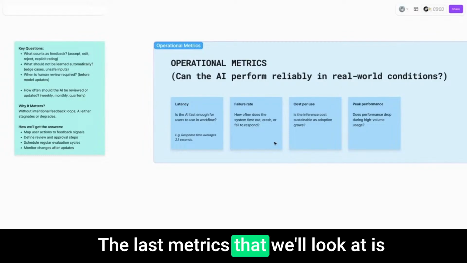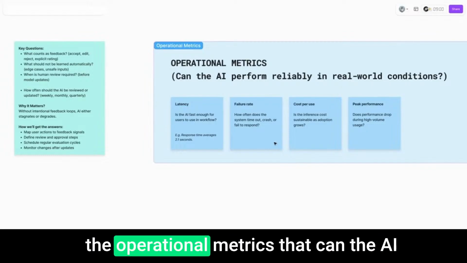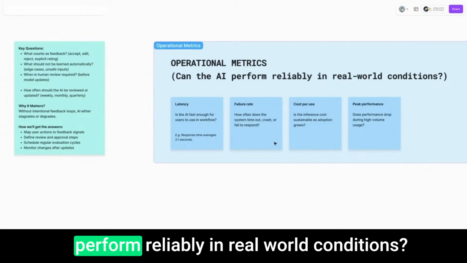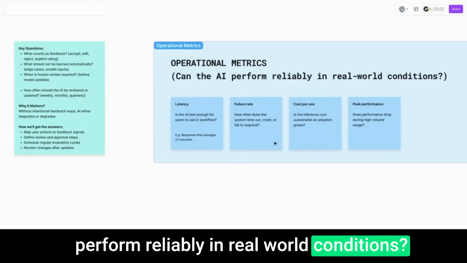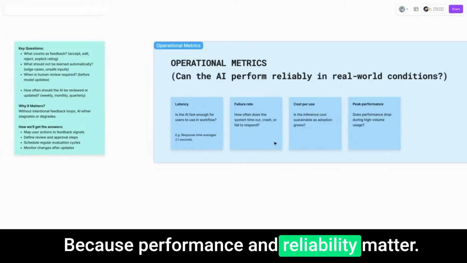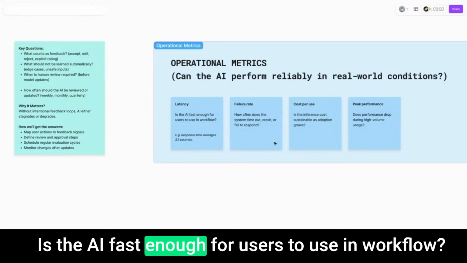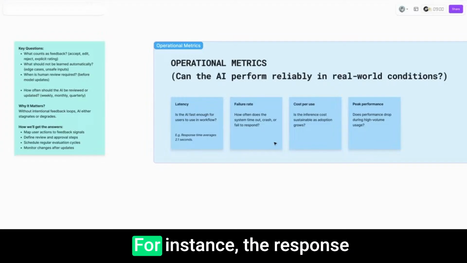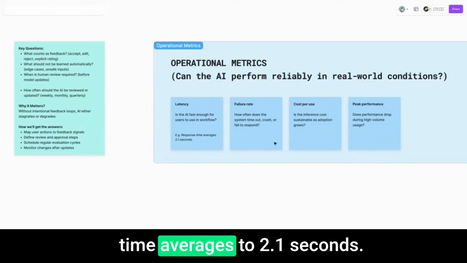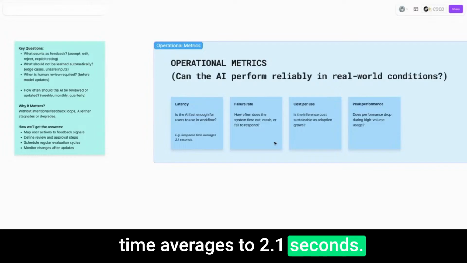The last metric that we'll look at is the operational matrix, that is, can the AI perform reliably in real world conditions? Because performance and reliability matter. Things that we assess here are things like latency. Is the AI fast enough for users to use in workflow? For instance, the response time averages to 2.1 seconds.